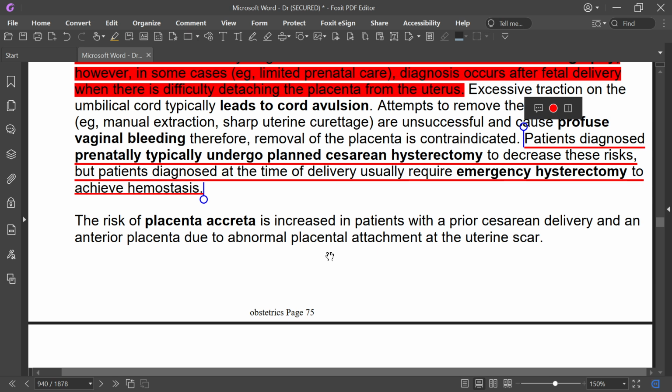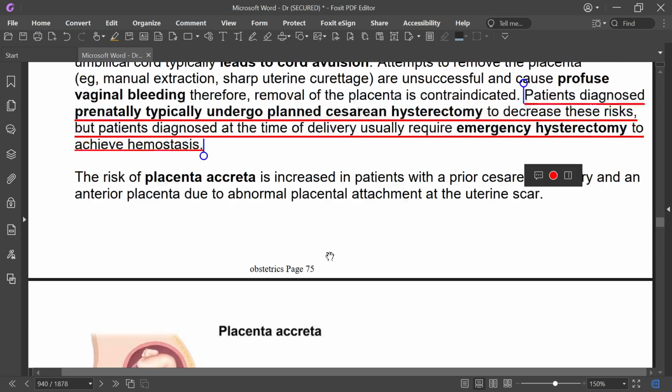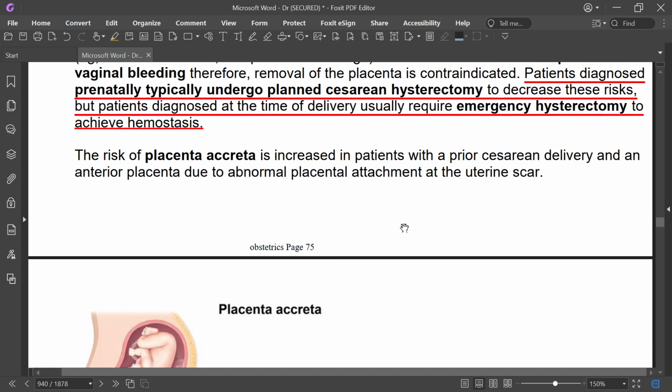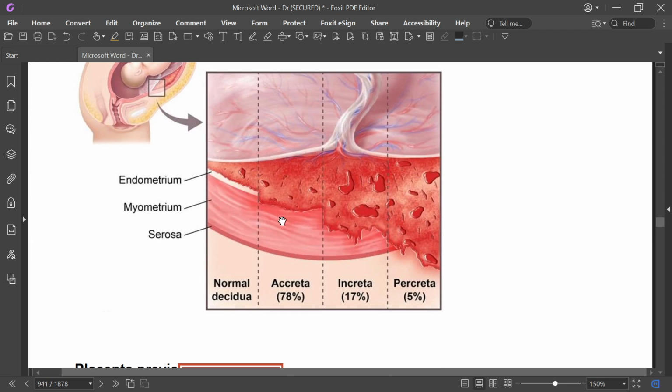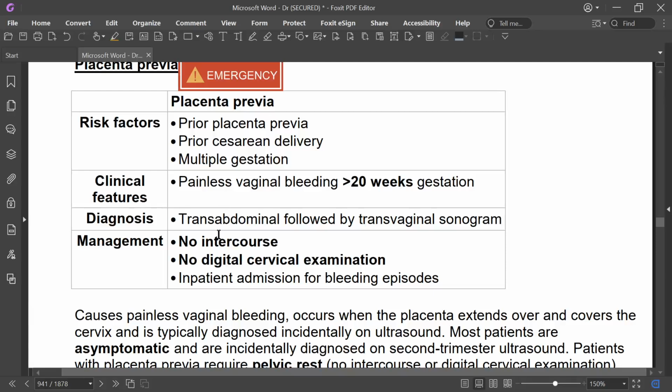The risk of placenta accreta is increased in patients with prior cesarean delivery and anterior placenta due to abnormal placental attachment at the uterine scar. Placenta accreta is attached to the myometrium. Increta invades the myometrium, or percreta perforates the myometrium.